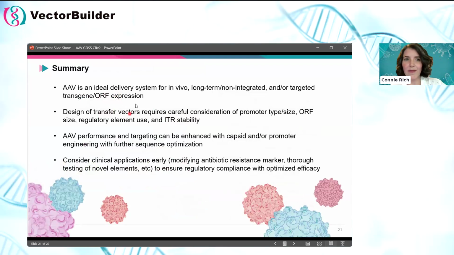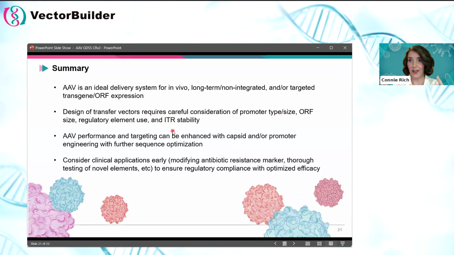So in summary, AAV is a great system if you're looking to deliver genetic material in vivo for either research or clinical purposes, if you're looking for long-term non-integrated expression, and if you're targeting your transgene or your RNA to a particular cell type. So designing those transfer vectors is going to require really careful consideration of your promoter size, your promoter type, and of course, your ORF needs to be well matched to your promoter, and it needs to be within the appropriate size. You also need to look at things like your regulatory elements and your ITR stability.